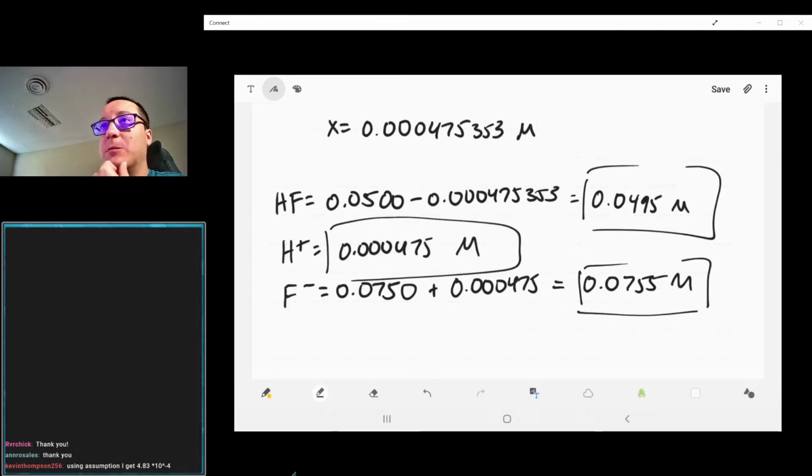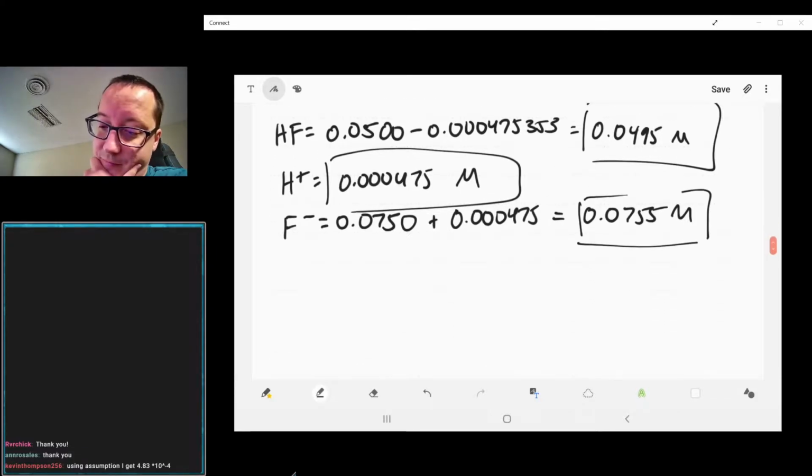Or if you use the assumption, whatever numbers you get, they should be the same. The only thing, your H plus will be 0.000483 instead. It's just fine. Your other numbers will not be changed, though, with sig figs, so we'll be okay. Alrighty. So if there are no questions, then let's do another example.